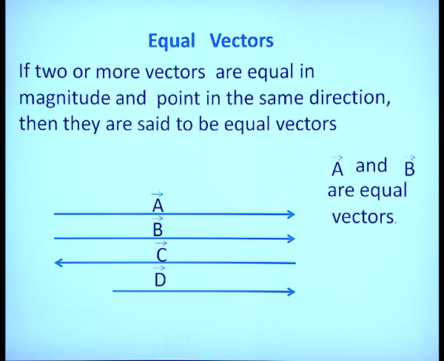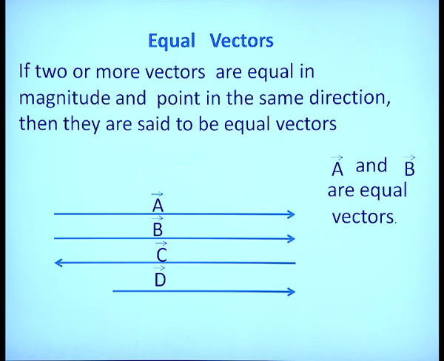Now, we will learn about equal vectors. What are equal vectors? If two or more vectors are equal in magnitude and point in the same direction, then they are said to be equal vectors. As you can see on your screen, there are four vectors A, B, C and D. In the case of vectors A and B, you can see they have the same magnitude, are of equal length and are pointing in the same direction. So, you can say that A and B are equal vectors.